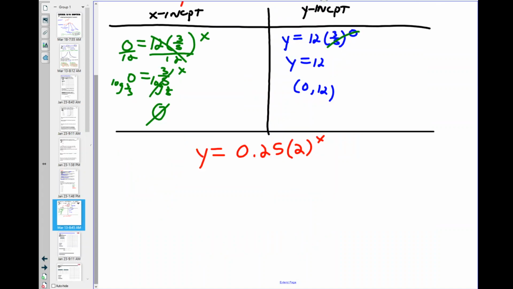This is probably not the best example to show you x-intercept, but I overheard the person who's making the quiz and the test say that they were going to add these, so that's why I wanted to throw in x-intercept.